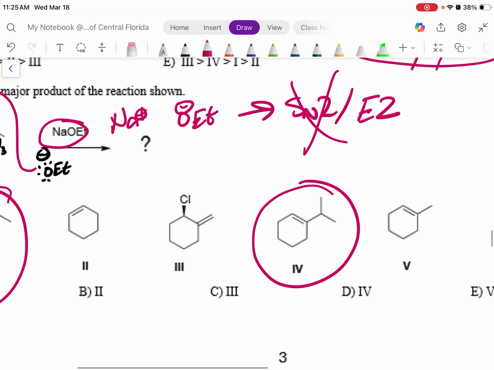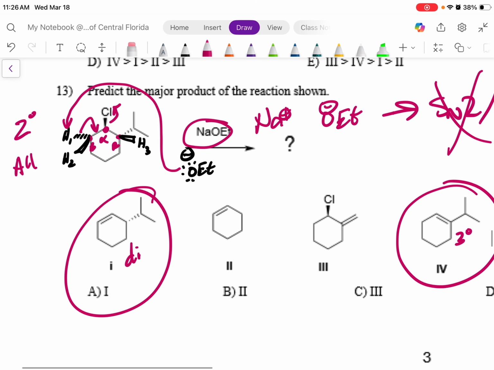Some people would have chosen this as the major product because students would use a principle that is a true principle. This would be a tertiary alkene, and this one would be a di-substituted alkene.